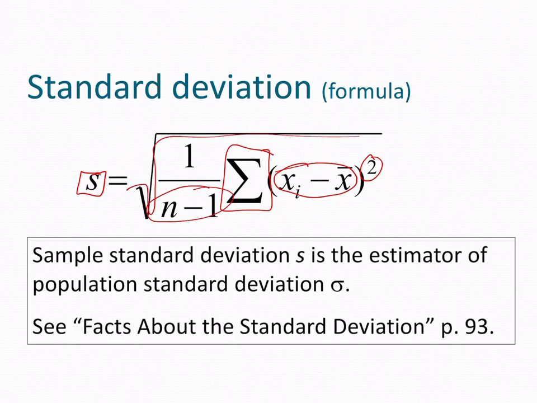A sample standard deviation, S, is the estimator of population standard deviation, lowercase sigma. You can see more about standard deviation on page 93 of our book.